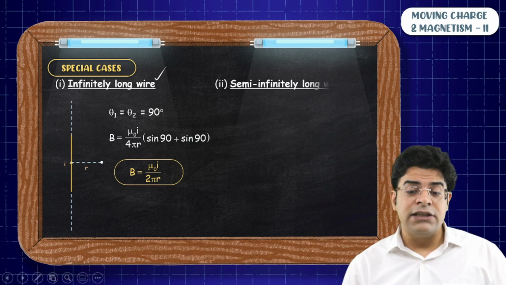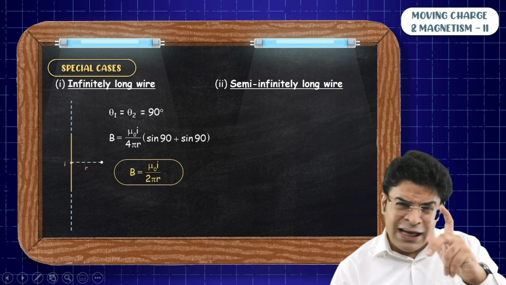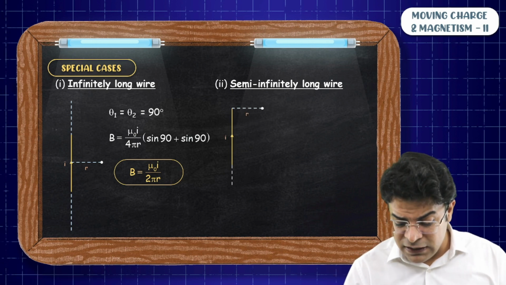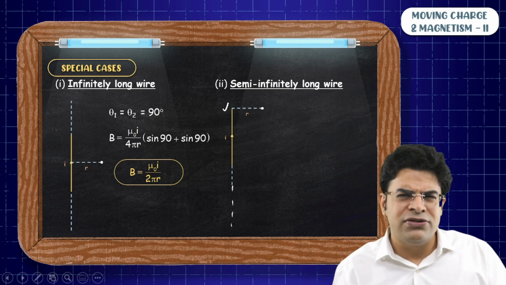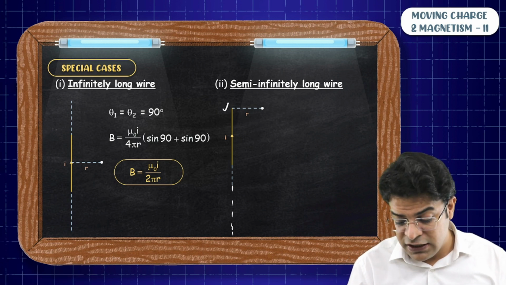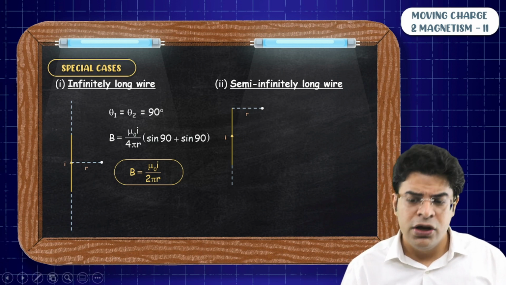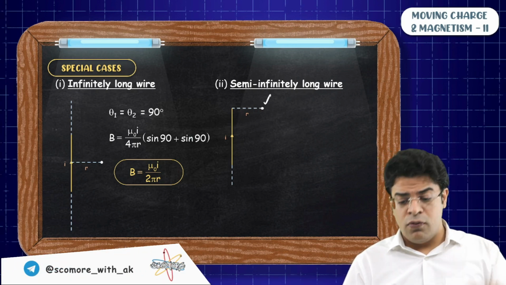The second case is if you have got a semi-infinitely long wire. So, what is the meaning of semi-infinitely long wire? Which is infinitely long on one side but ends on the other side. Sir, you mean to say kind of a ray which terminates on one side but is infinitely long on the other side? Yeah, kind of that. So what will be the strength of magnetic field due to this semi-infinitely long wire at this point?